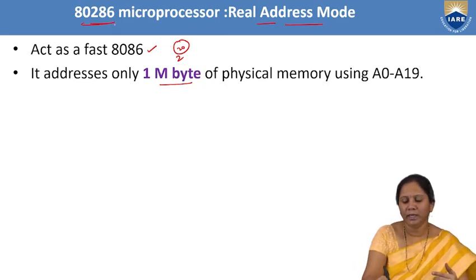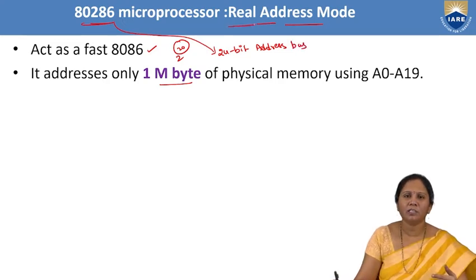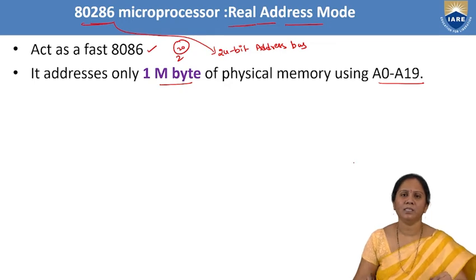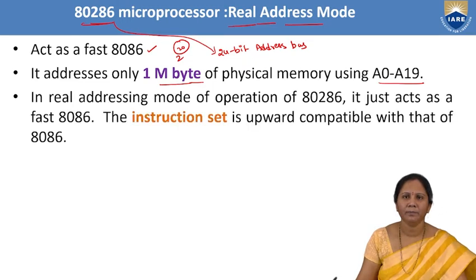So generally here 80286 microprocessor is having a 24-bit address bus. But when it is operating in the real address mode, it uses only 20 address lines among 24 address lines. So that is why only 1 MB physical memory will be used. Next, the real address mode of operation is same as 8086, but it will be faster, 6 times faster. Okay. So the instruction set is compatible with 8086 microprocessor. That means if you want to write any assembly level language programming for 80286 microprocessor, we can use the same instruction set that is present in 8086 microprocessor.